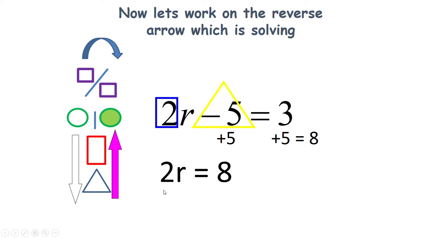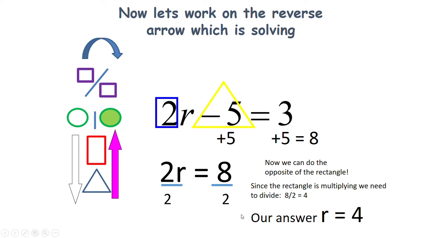Then, our last step is to divide by our rectangle. So if there's a 2 in front of r, we're going to divide by 2 and take your other side and divide by it. Okay, now if that was negative 2 in front of r, we would divide both sides by negative 2. So we never change the sign of the rectangle. That's what I want you to get. So the answer to this question is 4.